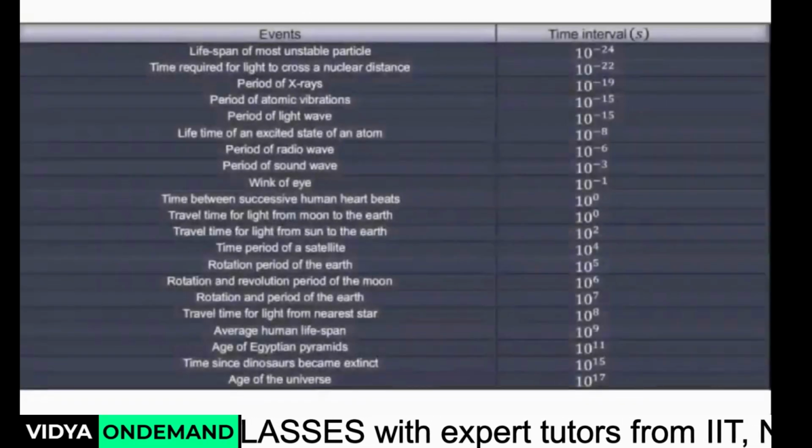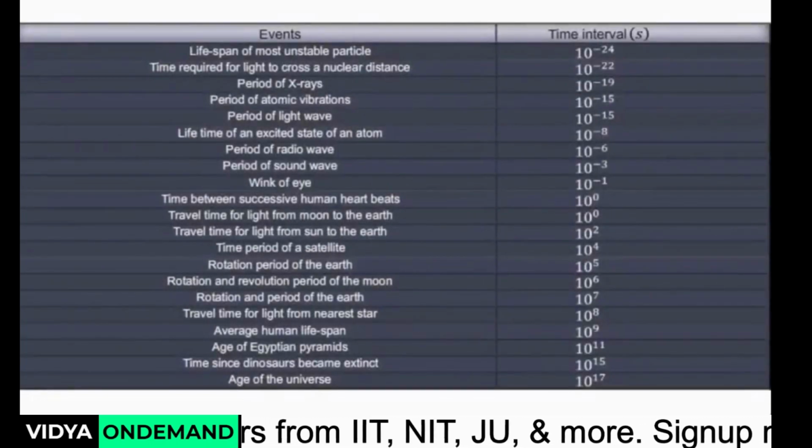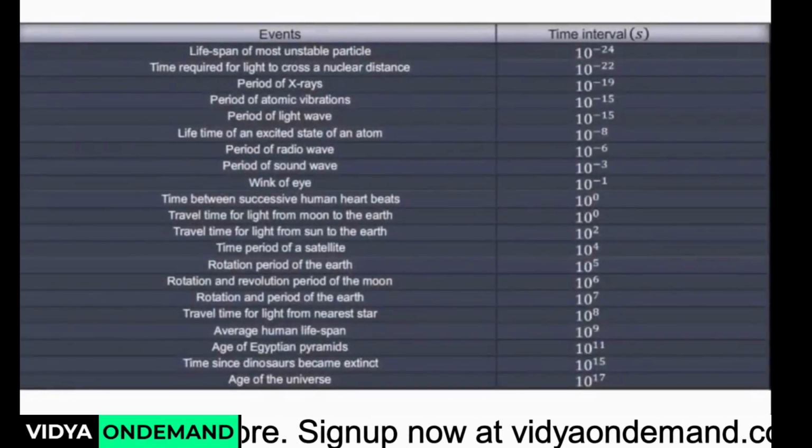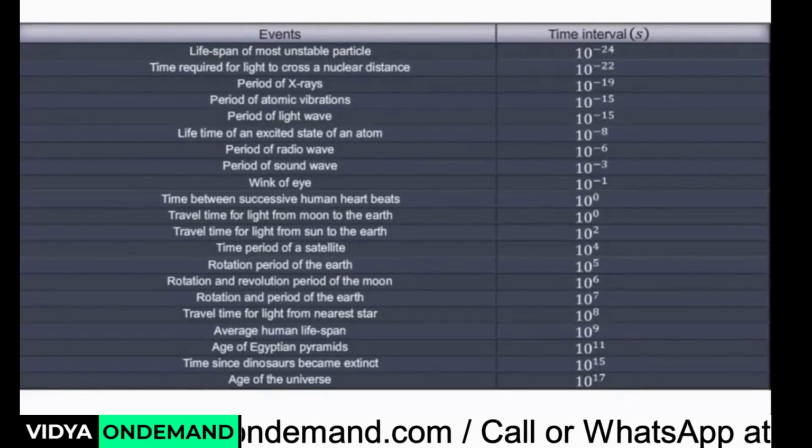The time intervals of events that we come across in the universe vary over a very wide range. Some of the major time intervals are shown here in multiples of seconds.